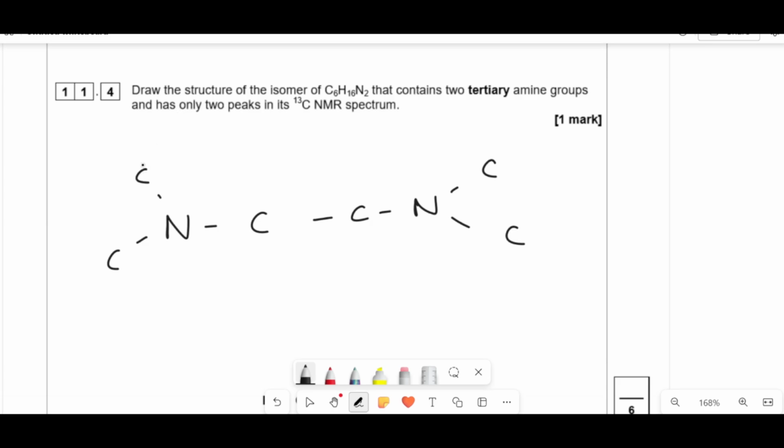And if we have a look, if I just fill out the rest, so CH3, CH3, CH2, CH2, CH3, CH3. There's 1 carbon environment, that's the same. It's the same as this, that's the same, 2, 2. There you go. Anyway, I hope that helps.